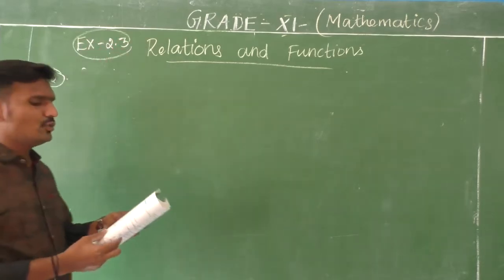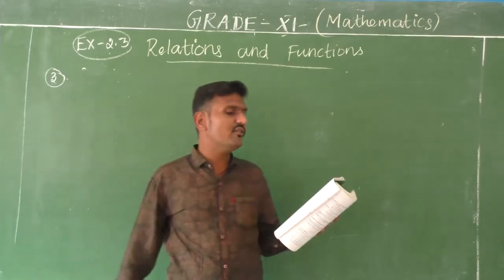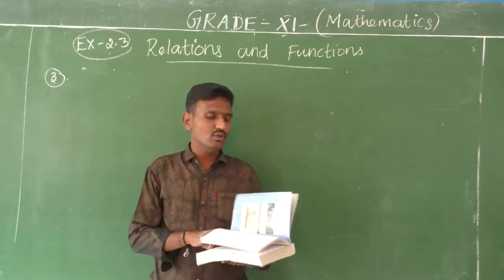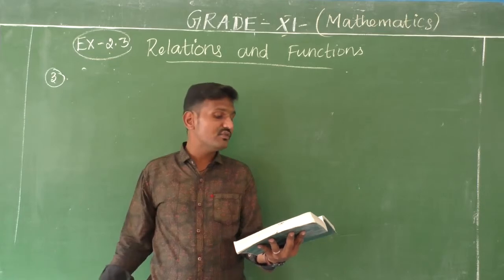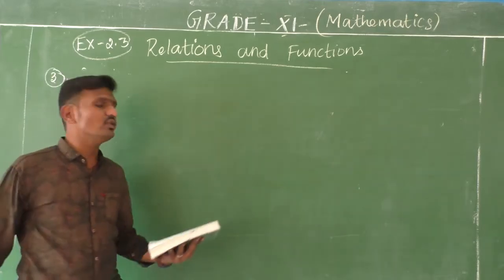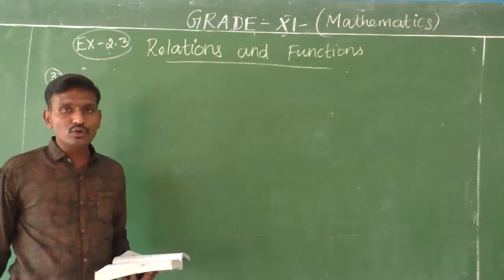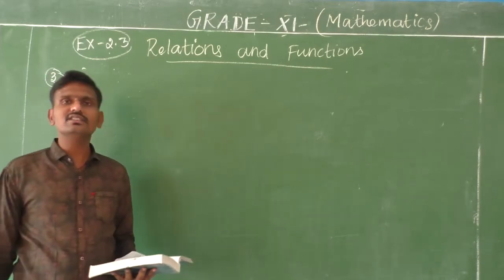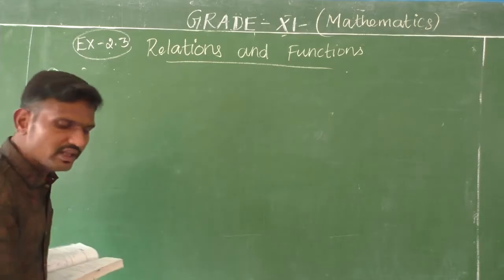From exercise 2.3, the third question is very simple. A function f is defined by f of x equal to 2x minus 5. What is the question asking me? Write down the values of f of 0, f of 7 and f of minus 3. In f of x equals 2x minus 5, instead of x we have to substitute: the first one is 0, second one is 7 and third one is minus 3. It is a very easy substitution method. You have to find the answer.